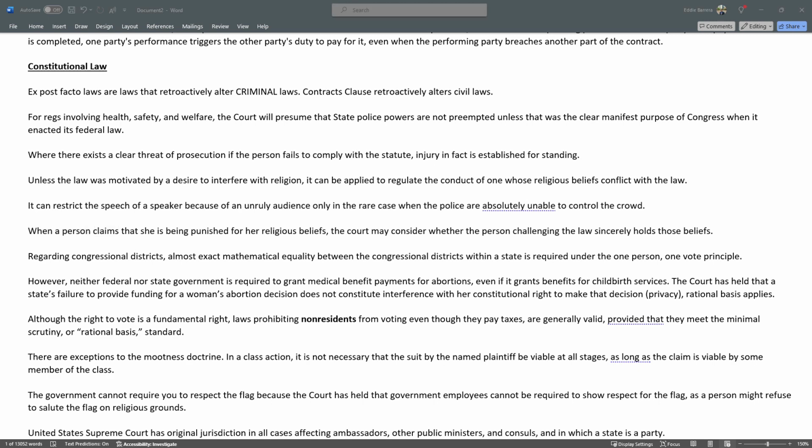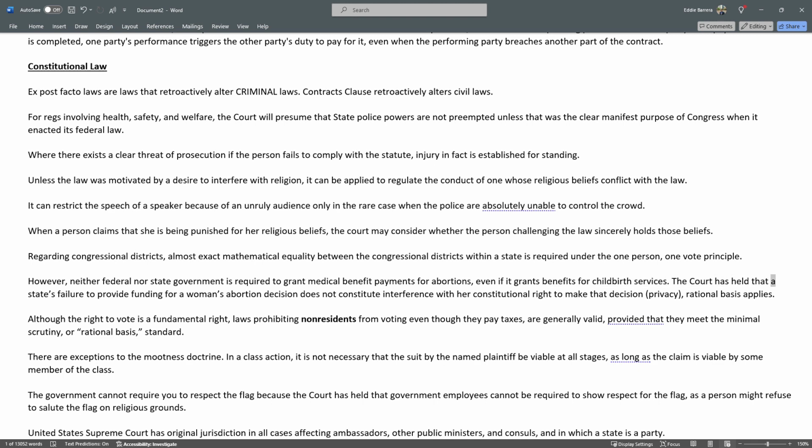When a person claims that she is being punished for her religious beliefs, the court may consider whether the person challenging the law sincerely holds those beliefs. Regarding congressional districts, almost exact mathematical equality between the congressional districts within a state is required under the one person, one vote principle. However, neither federal nor state government is required to grant medical benefit payments for abortions, even if it grants benefits for childbirth services.